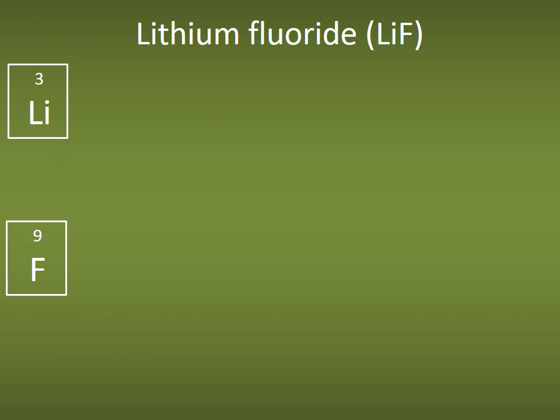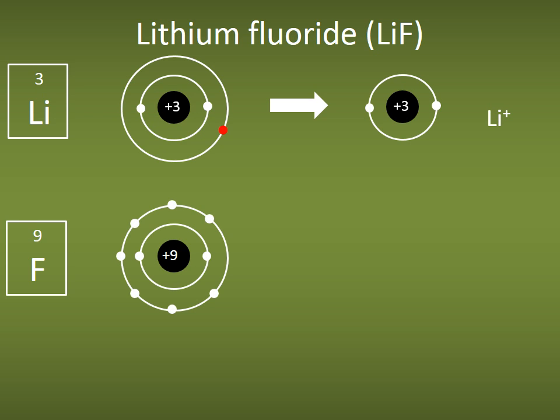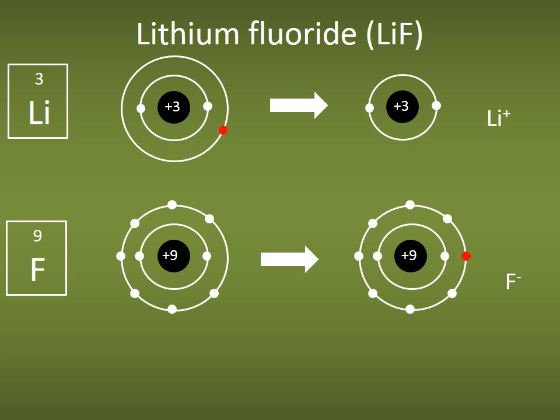Alright, recall that lithium has that one single valence electron in its outermost shell that it likes to get rid of, forming the lithium cation, which has a +1 charge. Fluorine has 7 valence electrons, and it likes to gain that one extra electron to satisfy the octet rule and have a full outer valence shell. That creates the fluoride ion with a -1 charge. So these are the two ions that will form when lithium fluoride, that salt, is placed into water.